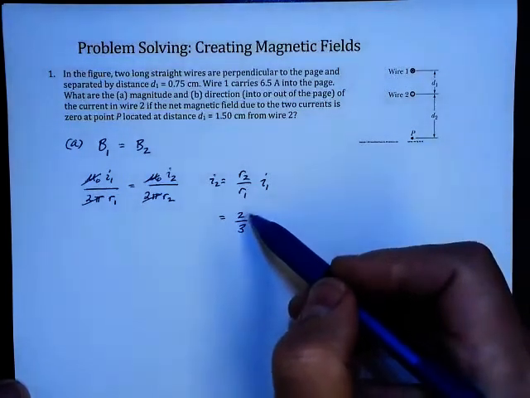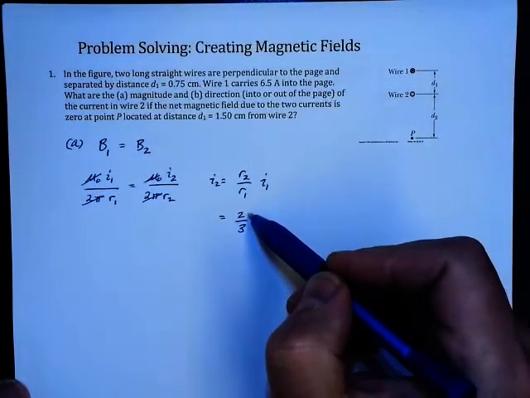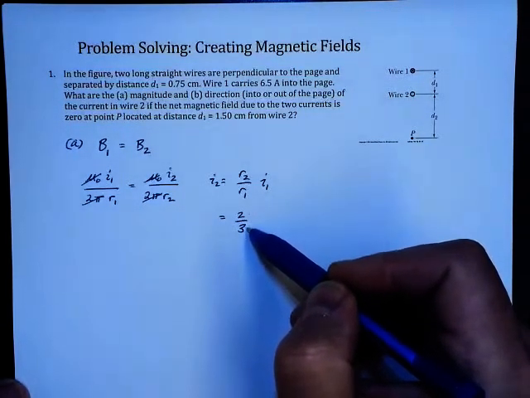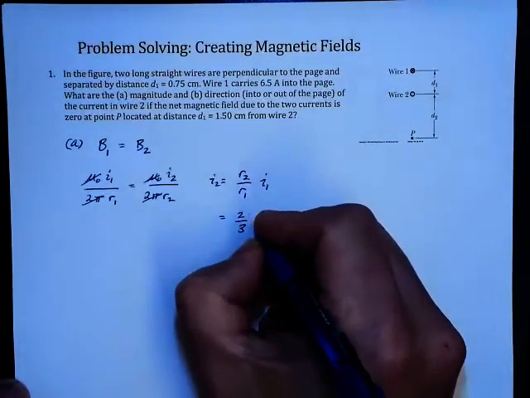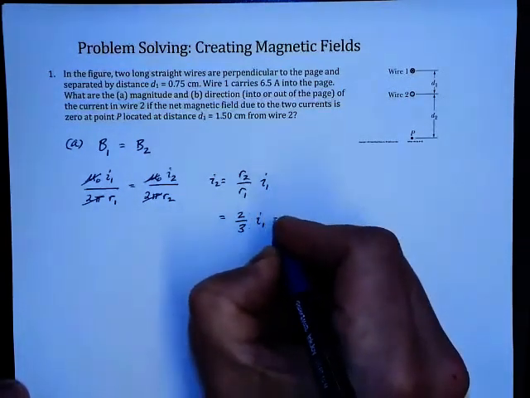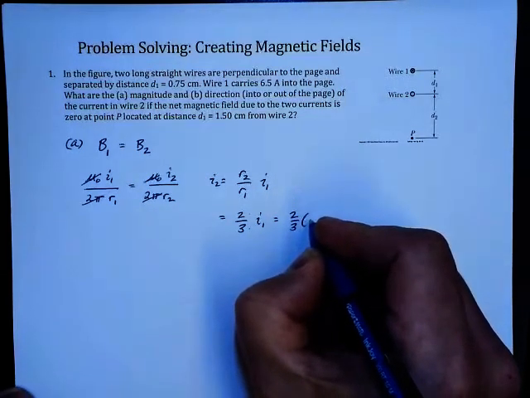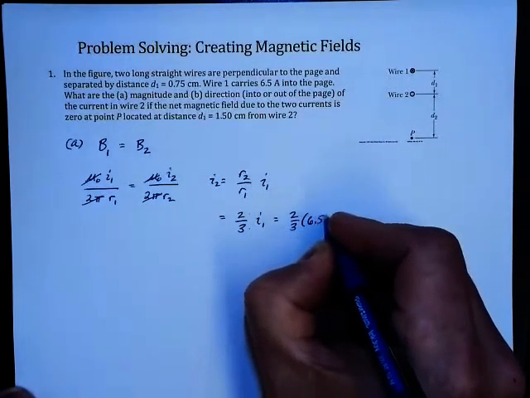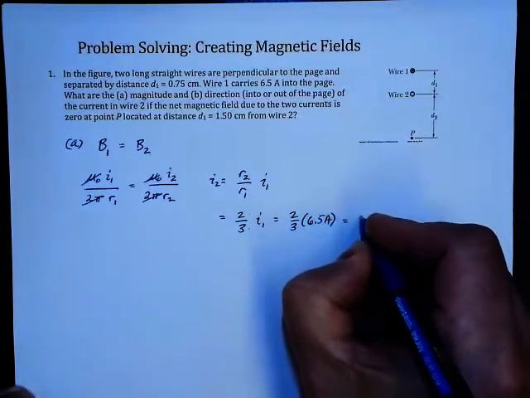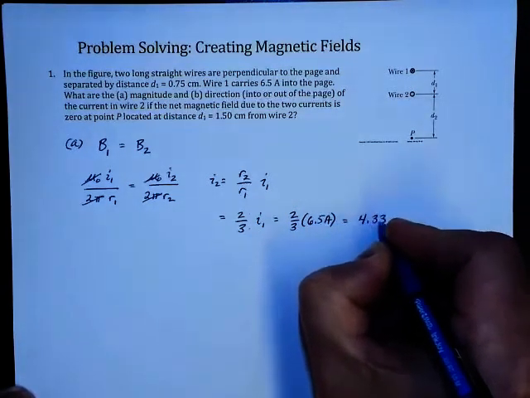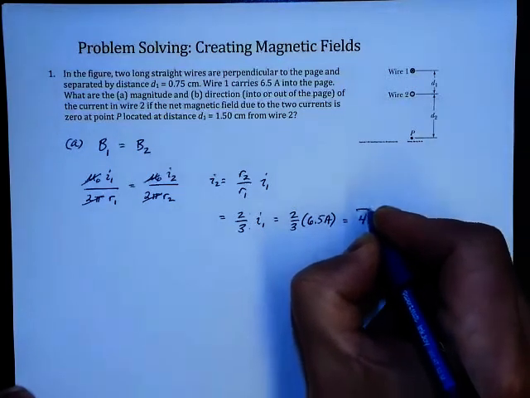You could write it out again as 1.5 centimeters over 2.25 centimeters, but that reduces to 2/3, 2/3 of I1, and so 2/3 of 6.5 amps is 4.33 amps of current.